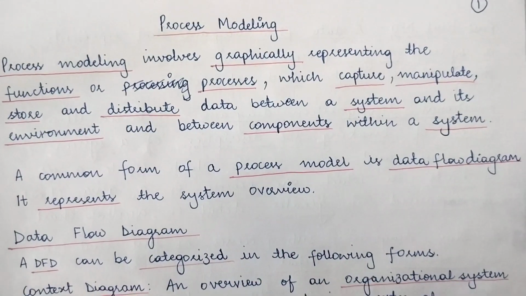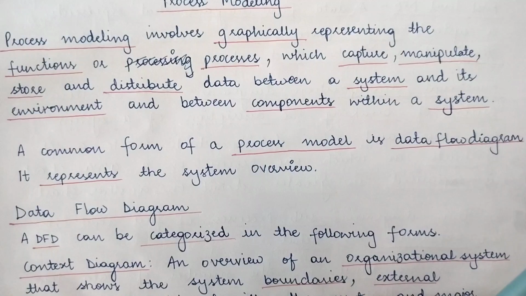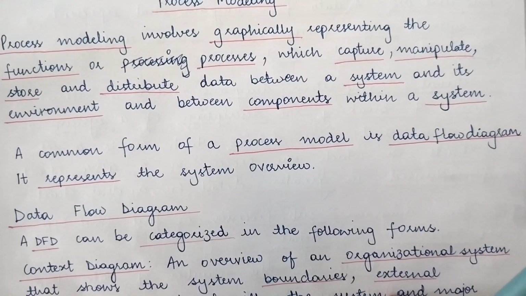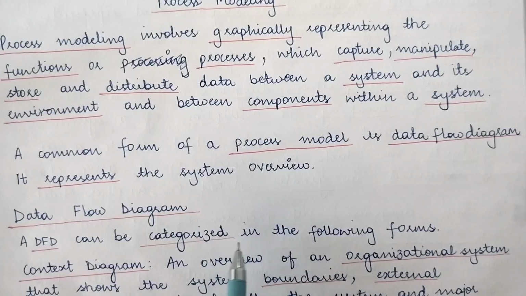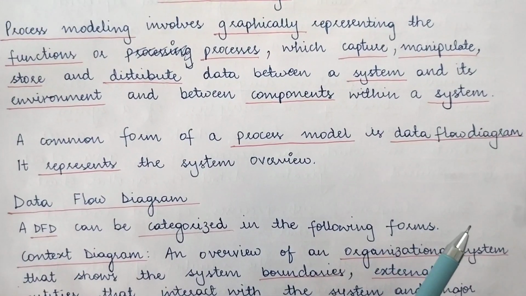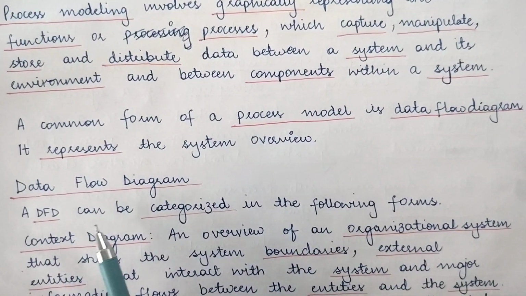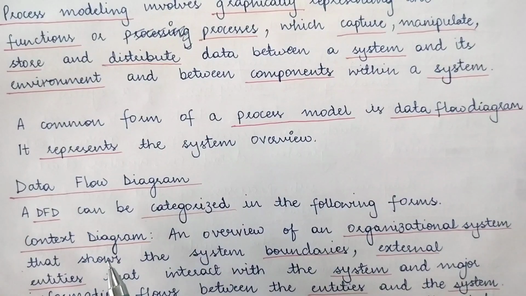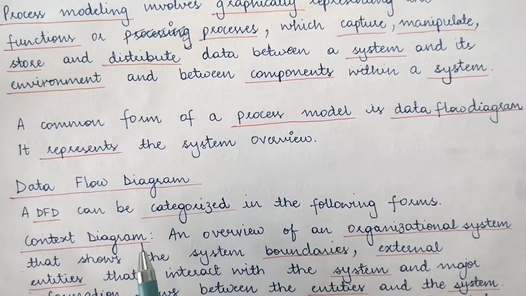Now let's look at DFDs or the data flow diagrams. A data flow diagram can be categorized in the following forms. So what are these forms? A DFD has the first form known as the context diagram. So the first form in which a DFD can be categorized is the context diagram.